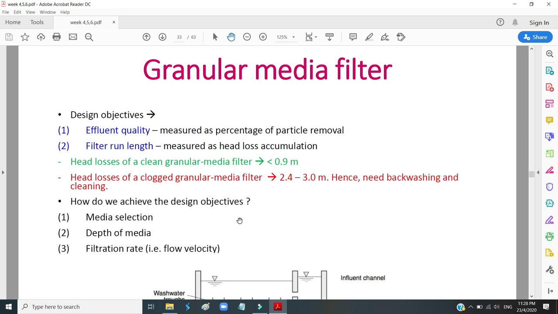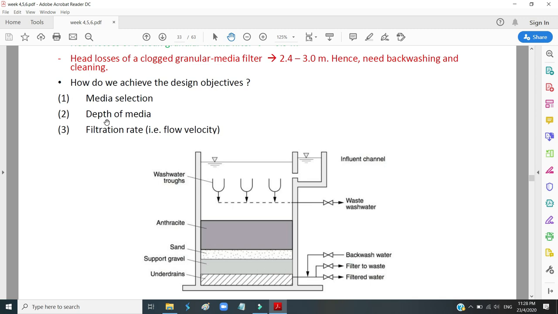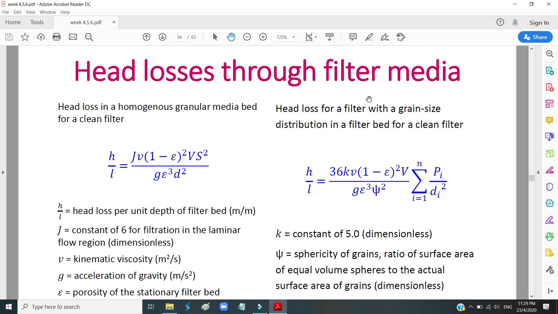So how do we achieve the design objective? First, media selection. Second, depth of media. Third, filtration rate. So we can see this is the whole thing: the influent channel, wash water trough, the waste wash water, sand, support gravel. So let us see the head loss through filter media. Formula again. The first one is head loss in a homogeneous granular media bed for a clean filter, and this is the head loss for a filter with a grain size distribution in the filter bed for a clean filter.